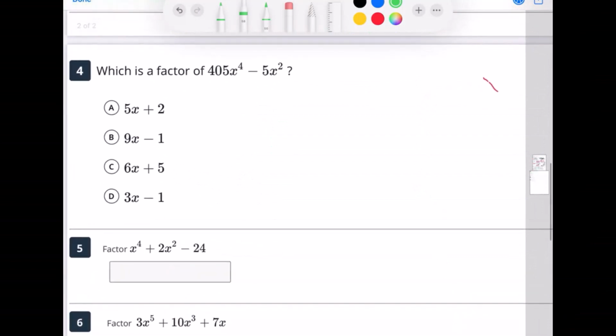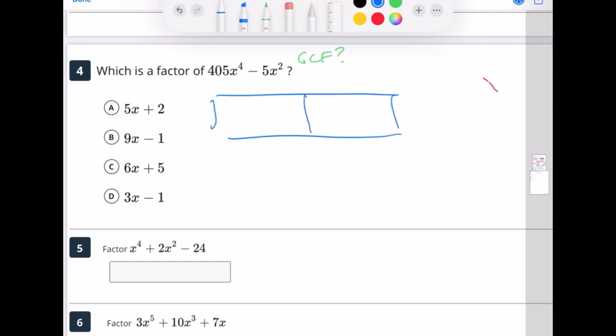All right, question number 4. If you're looking at your flow chart, you're always looking for first the GCF, okay? Does this problem have a GCF? Well, you can break them into factors. What are the factors of 405x to the fourth?